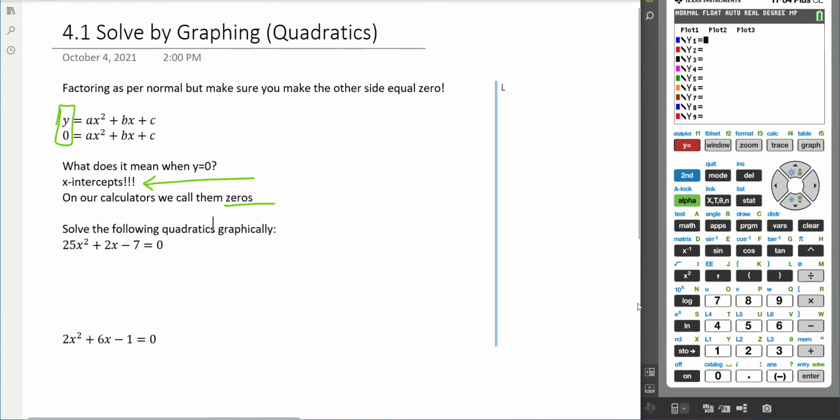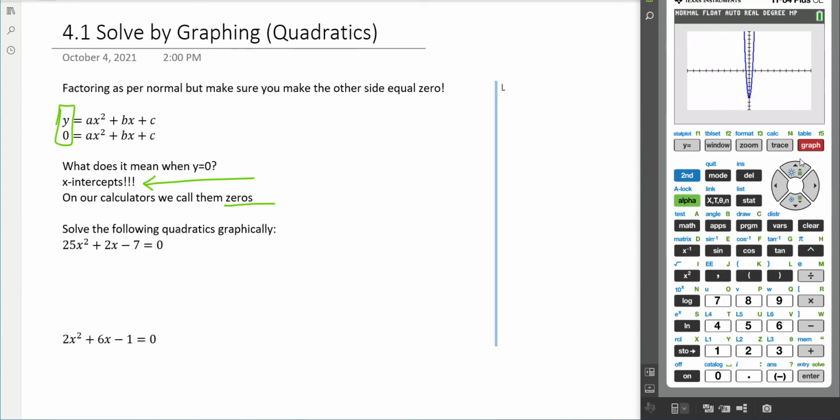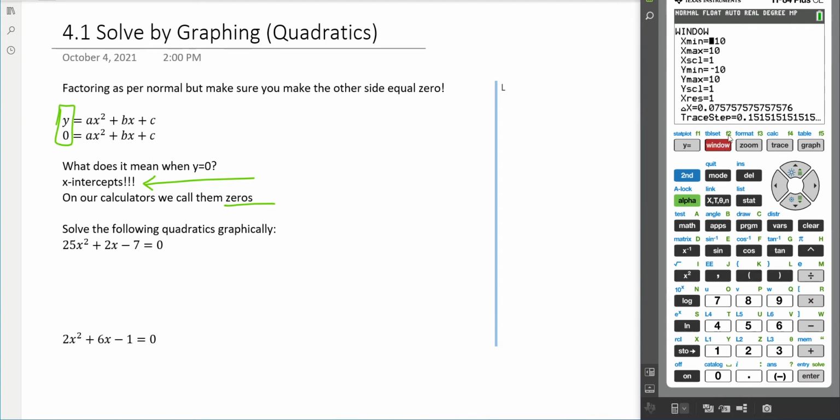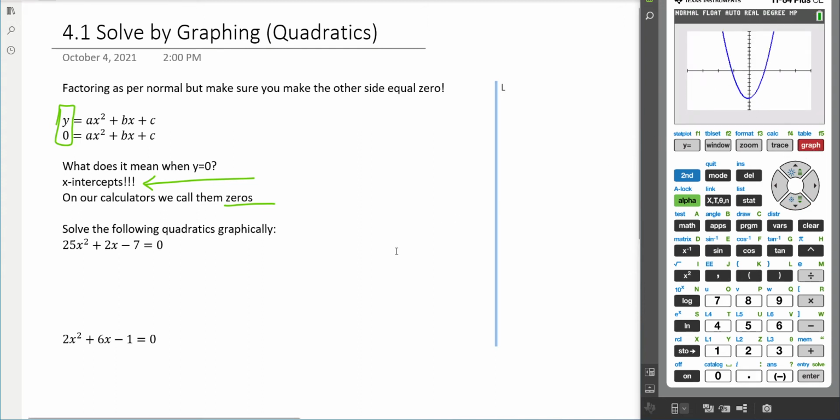So if we plug this into our calculator, 25x squared plus 2x minus 7, and we graph it. Oh yeah, it works. I wasn't sure if it was going to graph very nicely, but let's make this a minus 2 and a plus 2 and make this a 0.5. Now we can see it a little bit more clearly.